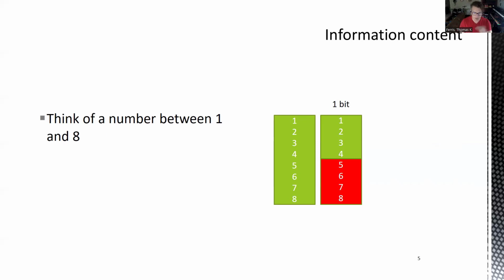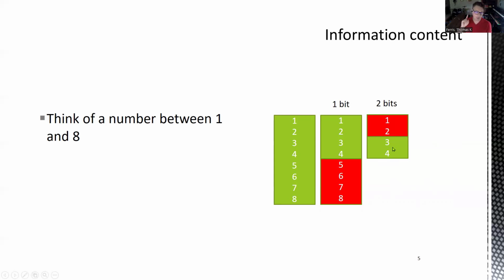Now, let's say you said yes. My number is 1 through 4. It's one of those 4. Then I would say, okay, well, is it 1 or 2? You say no. Oh, okay. So now with 2 bits of information, I have reduced it to only 2 possible states of the system.